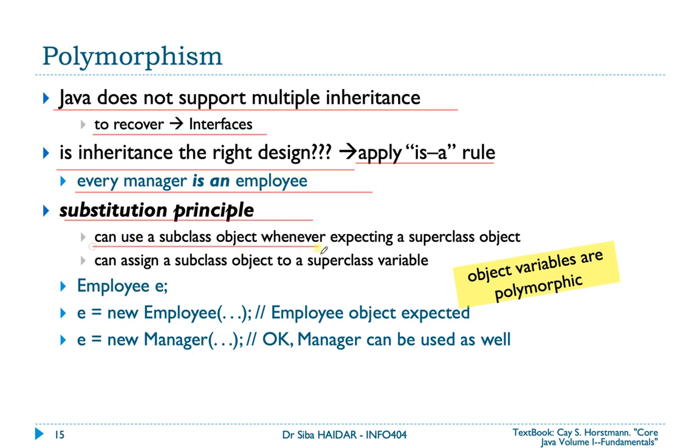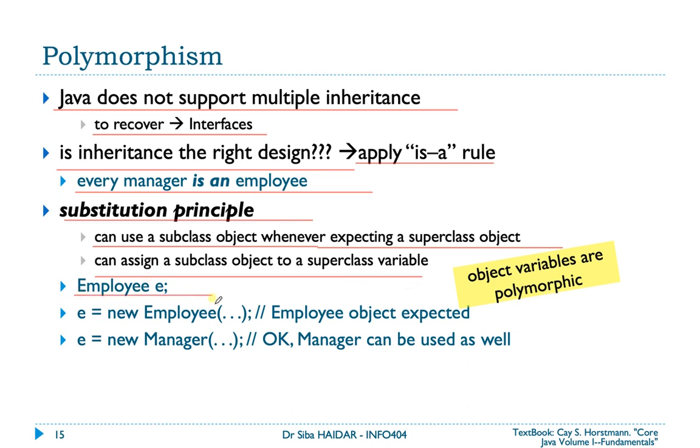You can use a subclass object whenever a superclass object is expected. Whenever someone tells you an employee does the job A, send me an employee in order to execute the job A, you can send him a manager, because the manager object has all the features that an employee object has. So a manager can replace an employee. A manager is an employee. So you can assign a subclass object to a superclass variable, and here is the proper code.